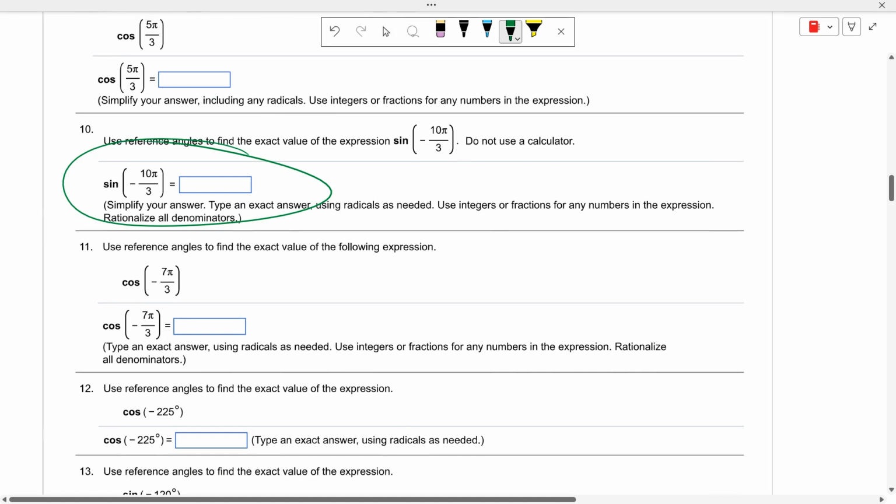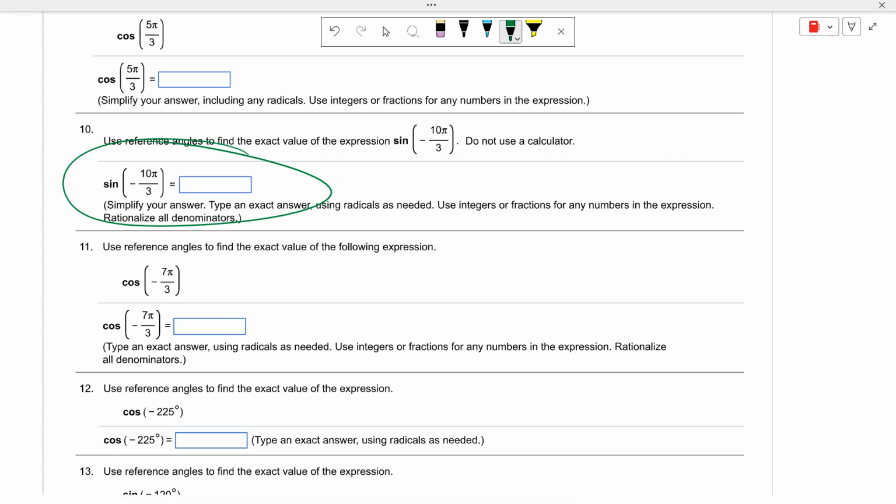Negative 10 pi over 3. Is negative 10 pi over 3 on your unit circle? No. Positive 10 pi over 3. Is positive 10 pi over 3 on your unit circle? No. We got to use coterminal angles. So I want to use coterminal angles, not just to get it closer, but I want to go all the way positive. I want a positive number there, not a negative. Okay?